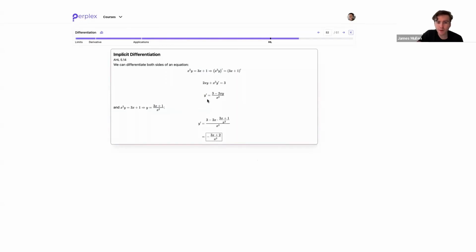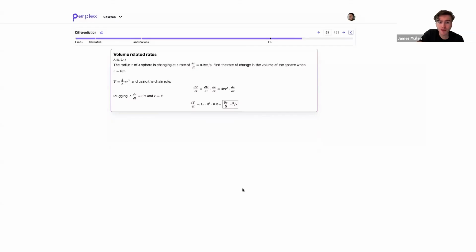Now, sometimes the IB will ask you to give an expression for the derivative just in terms of x, in which case you can find y from the original equation. If I have x squared y is equal to 3x plus 1, I find y is equal to 3x plus 1 over x squared, and I plug that back in, and that would lead me to y prime is equal to negative 3x plus 2 over x squared.